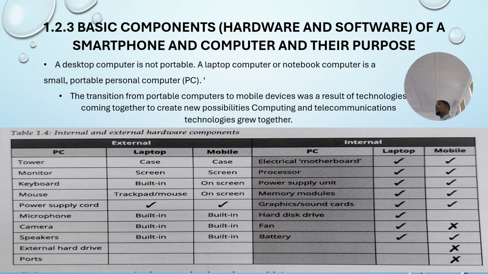Basic components of the hardware of a smartphone and computers, just a comparison to see what is capable and what is not capable, what is built in, what is on the screen, and so forth. This is the internal and external hardware, which you can just read through, which is your tower, monitor, keyboard, mouse, power supply, microphone, camera, speakers, external hardware, and also the ports. So both do not have necessary ports.